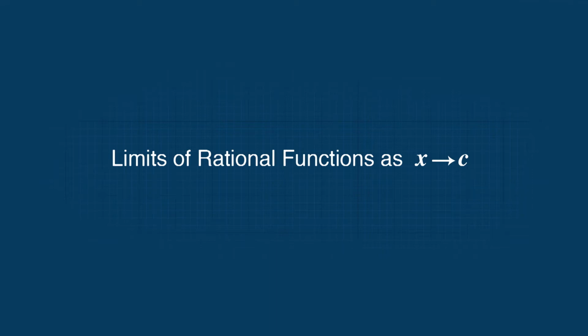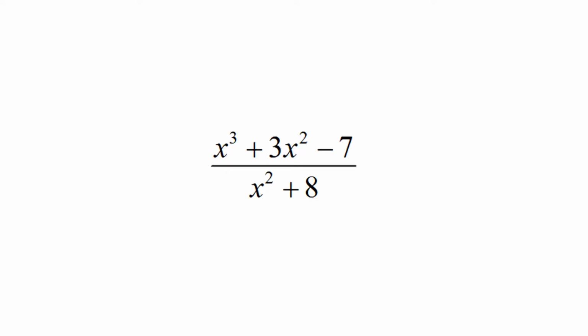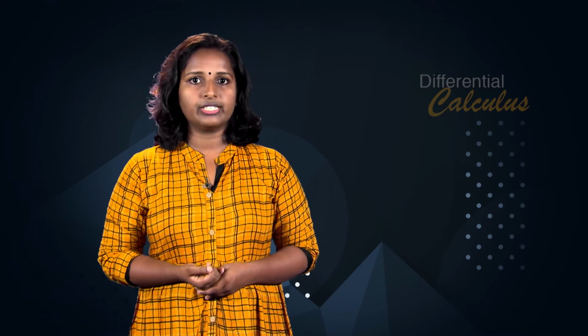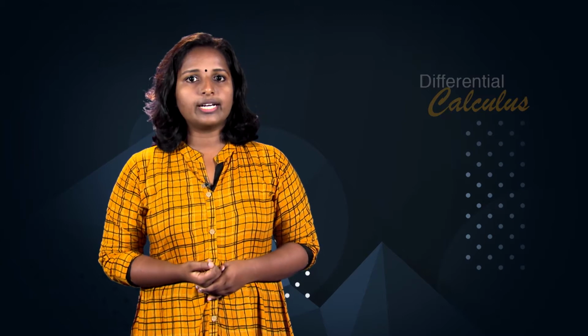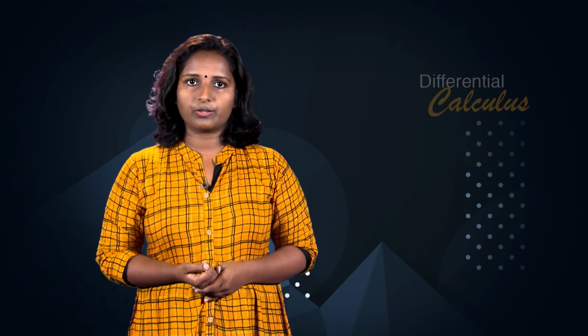Limit of rational functions as x approaches c. A function defined as the quotient of two polynomial functions is known as a rational function. For example, (x cube plus 3x square minus 7) upon (x square plus 8) is a rational function. The following result tells us a method to find the limit of a rational function p(x) upon q(x) when x approaches c, provided the limit of the denominator is not 0.